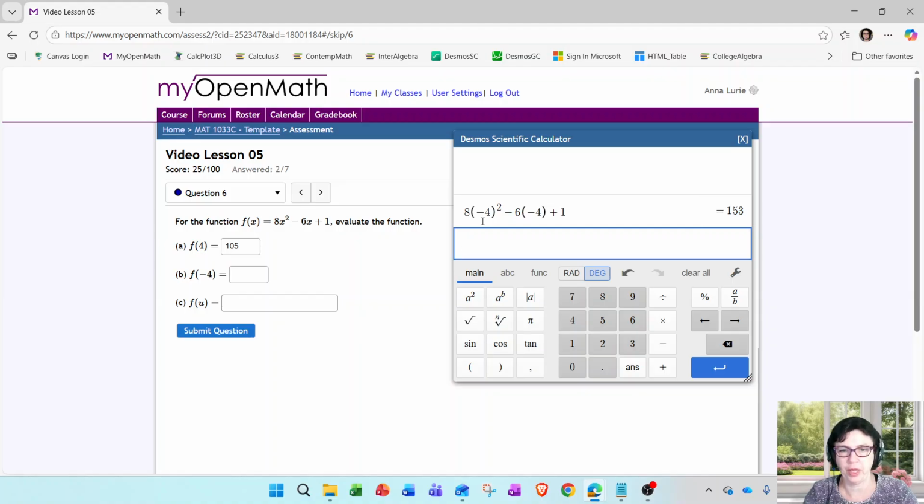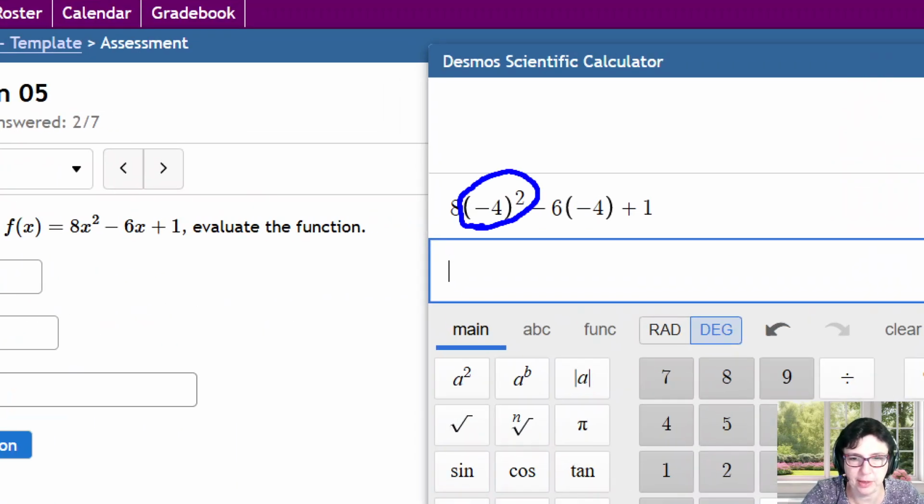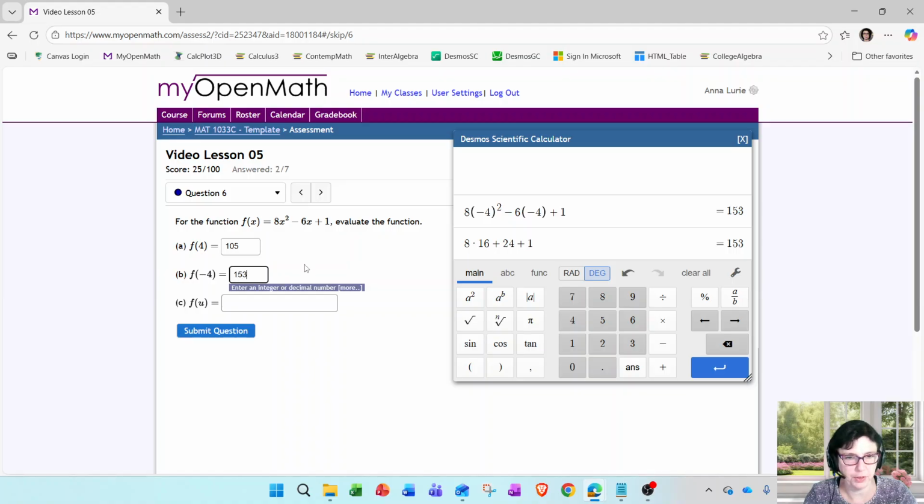Well, here is what happens. When you square a negative, you multiply it by itself, and the negative is going to go away. So this right here will still be 16. And then you multiply that by 8. So this is going to be 8 times 16, which is the same, 128. But then over here, 6 times negative 4 is negative 24. And we subtracted it, so that is like a double negative. That's a positive. That's why this is larger. And then plus 1. So that would be 153.